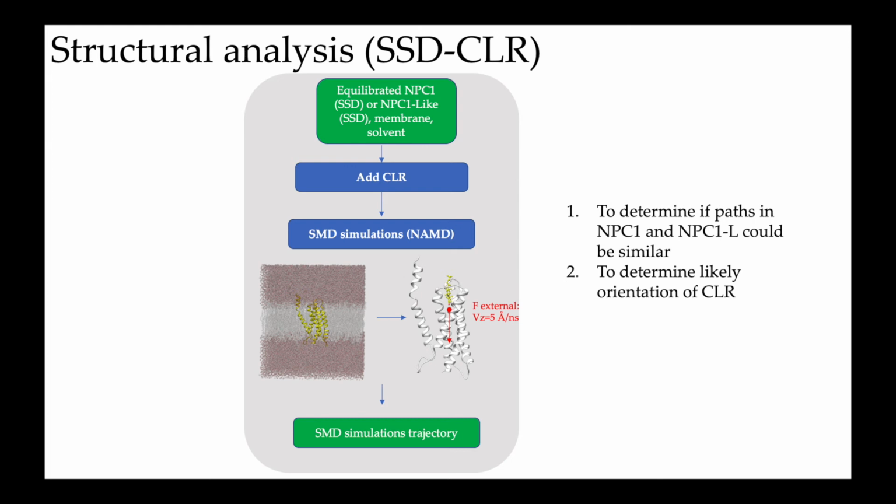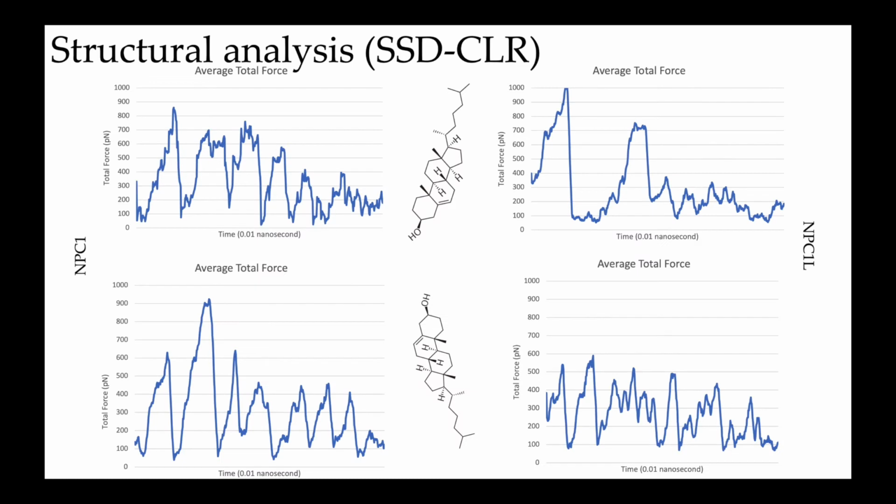And we did this for two reasons. One, to determine if the paths in NPC1 and NPC1-like would be similar if we placed them in similar places. And two, to determine the likely orientation of cholesterol. And that is where the special orientation and the groups from cholesterol from the very beginning are important. So the hydroxyl group and the isooctyl group. And we'll be talking about the orientation of cholesterol based on those two.